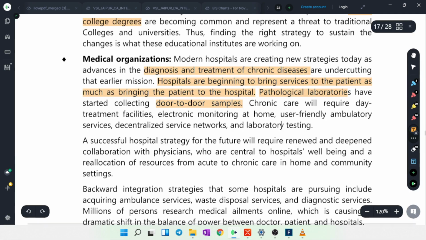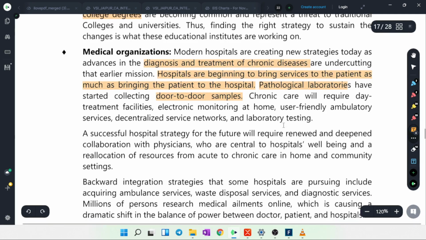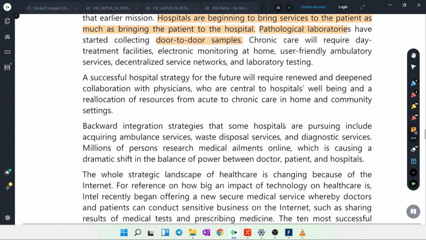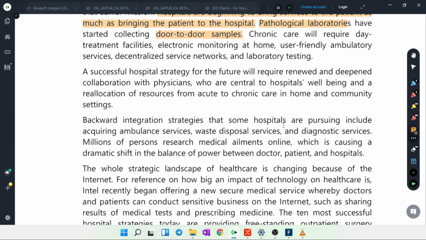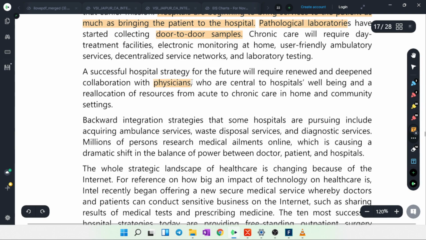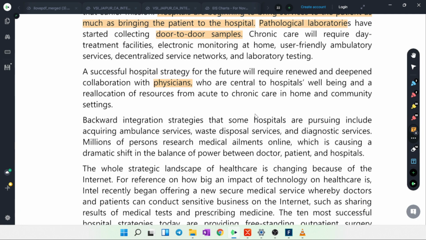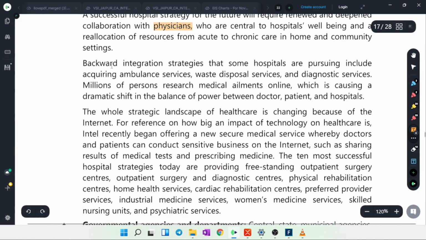Chronic care will require day treatment facilities, electronic monitoring at home, and user-friendly ambulatory services. A successful hospital strategy for the future will require renewed collaboration with physicians who are central to the hospital's well-being, and a reallocation of resources from acute care. Backward integration strategies that some hospitals are pursuing include acquiring ambulance services, waste disposal services, and diagnostic services.